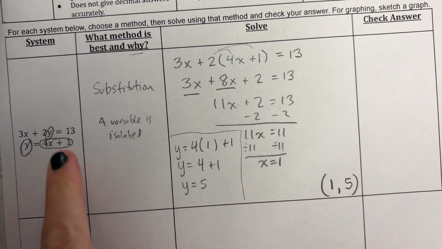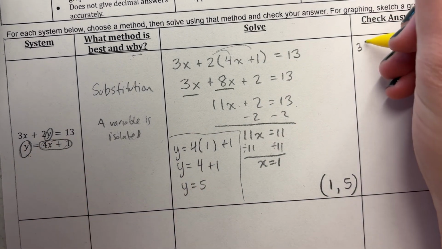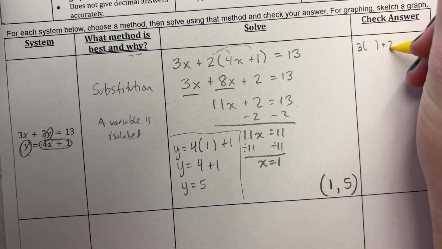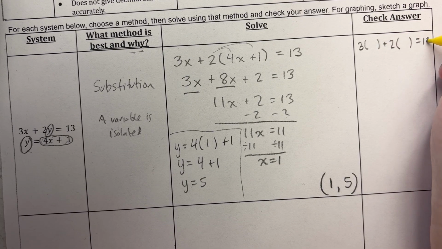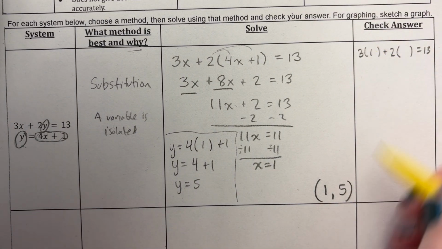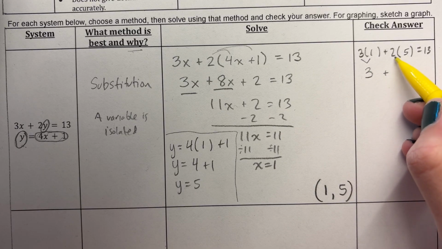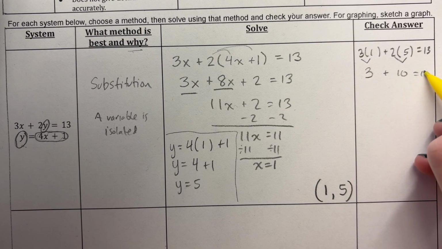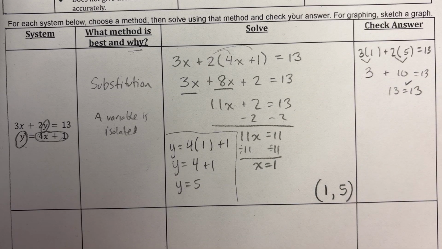And I'm going to go ahead and check it in this last column. And notice, look, I used this equation to find the y value. So I'm going to use the other equation to check the answer. This is 3x plus 2y equals 13. I think that my x value should be 1 and my y value should be 5, and that should work out. Let's see. 3 times 1 is 3. 2 times 5 is 10. And this looks good. 3 plus 10 is 13. So I'm all set. Okay, there's my answer.